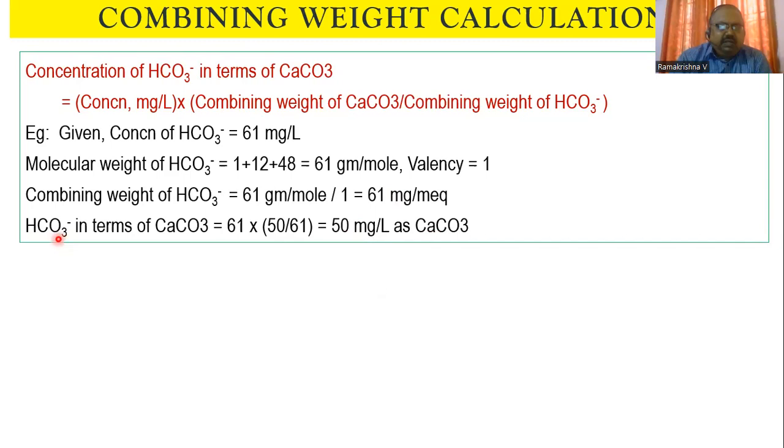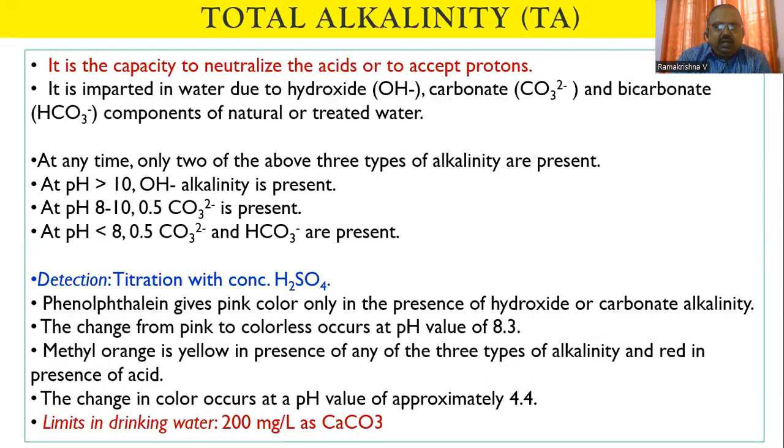If you want to find HCO3 minus in terms of CaCO3, if the concentration of bicarbonate is 61 milligram per liter, we are going to use the same equation: 61 milligram per liter of bicarbonate times 50, the combining weight of CaCO3, divided by 61, the combining weight of bicarbonate, which equals 50 milligram per liter as CaCO3. This information is helpful to calculate the concentration of total hardness or total alkalinity.